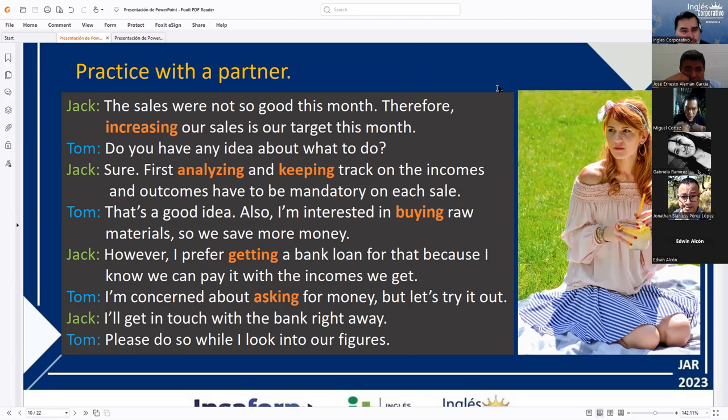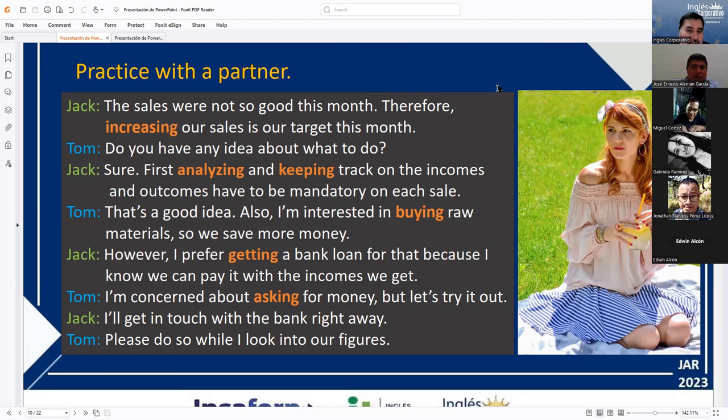Again, the sales were not so good this month. Therefore, por lo tanto, therefore, increasing our sales is our target this month. Target, target this month.